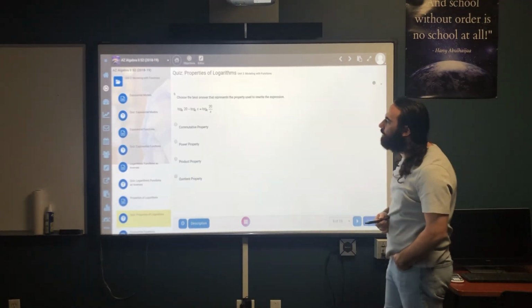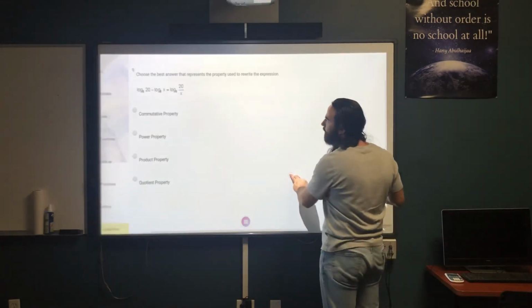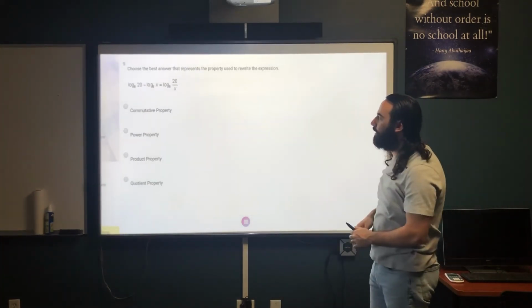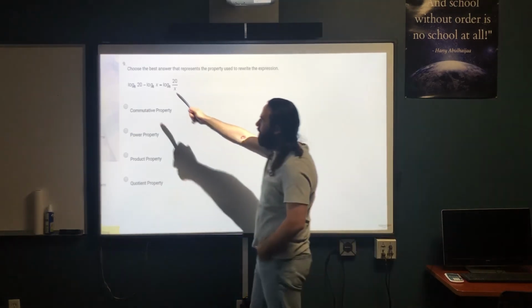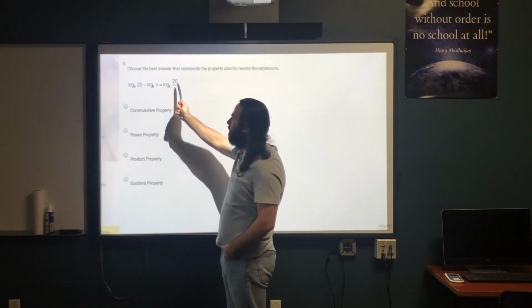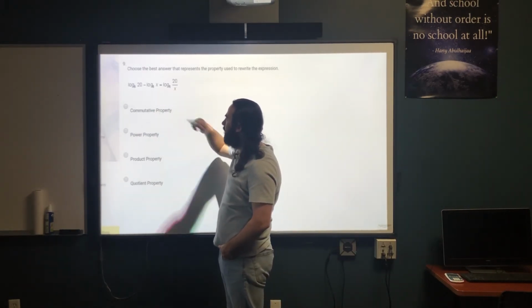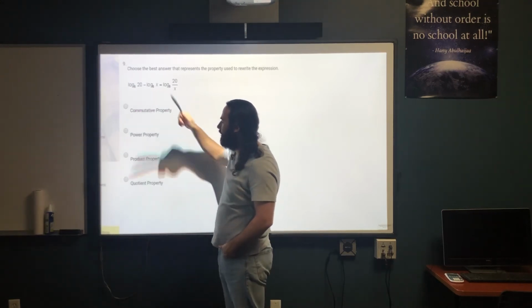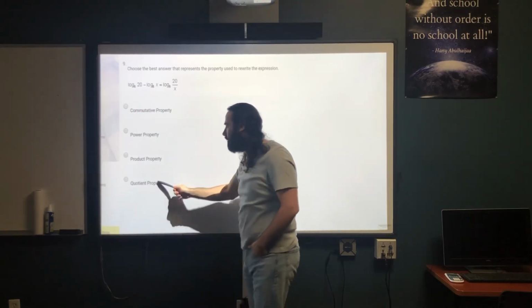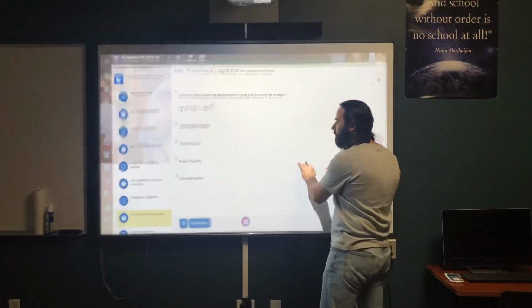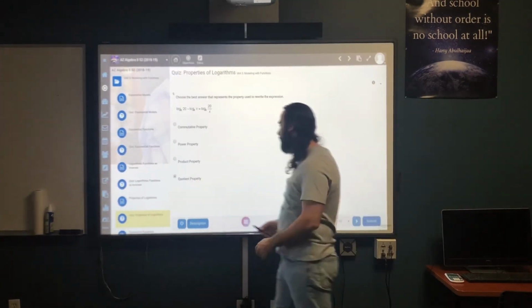Again, it's the same thing. Choose the best answer that represents the property used to rewrite the expression. As you can see, we have the negative, and it became division, 20 divided by x. Remember, the bases stayed the same. In this case, it's 6, so it's the quotient property. This will be the answer.